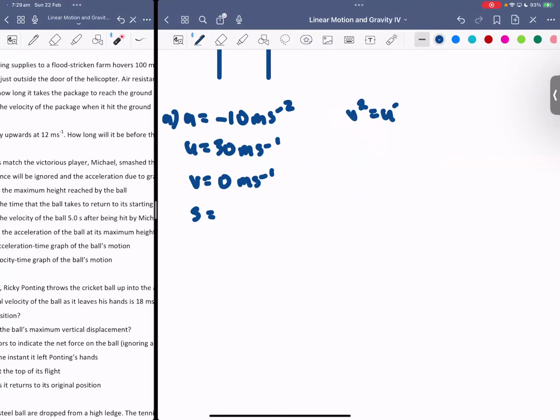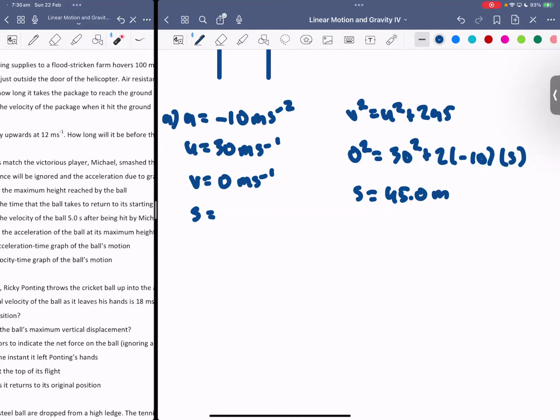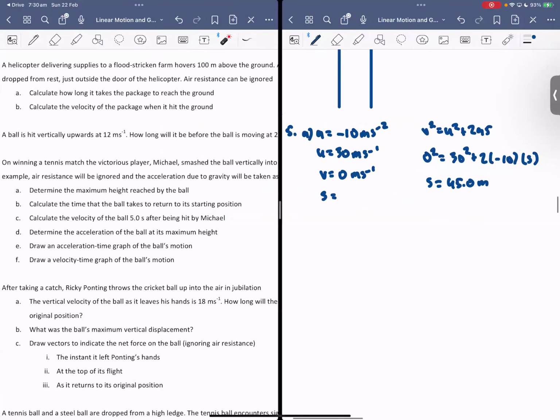Suvat. V squared equals U squared plus 2AS. V is 0. U is 30. A is negative 10. S, I'm trying to figure out. I think S is 450. No, 45. Yep, 45.0 to get full marks. That is the maximum height reached by the ball.